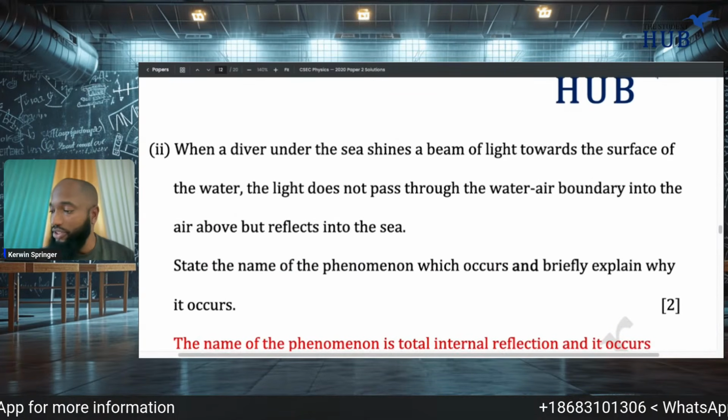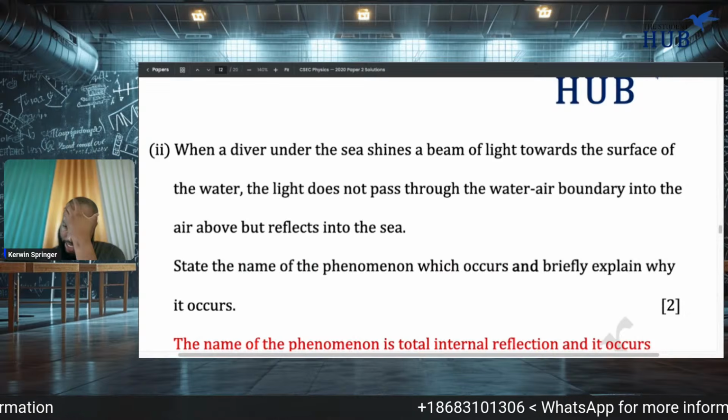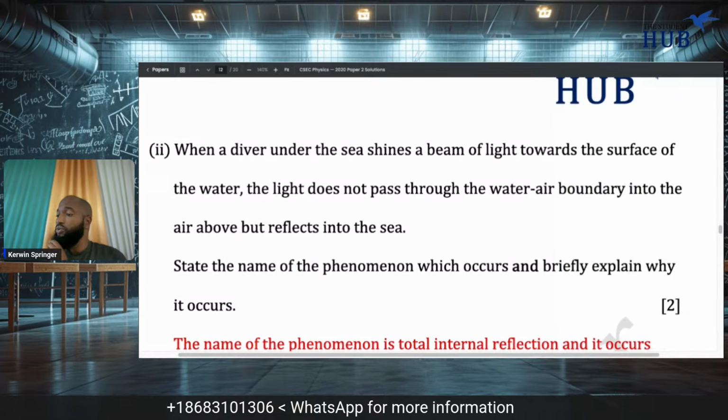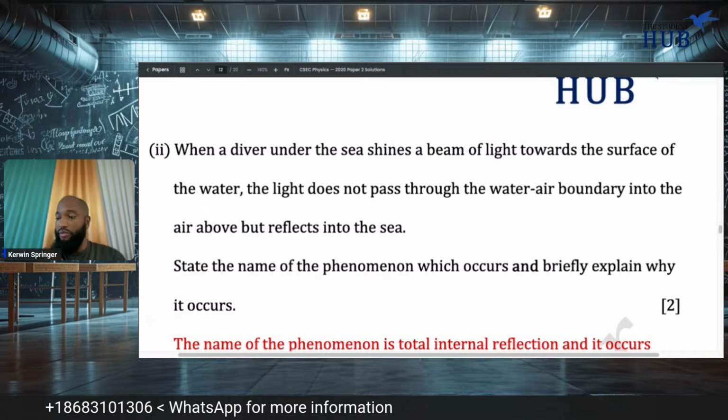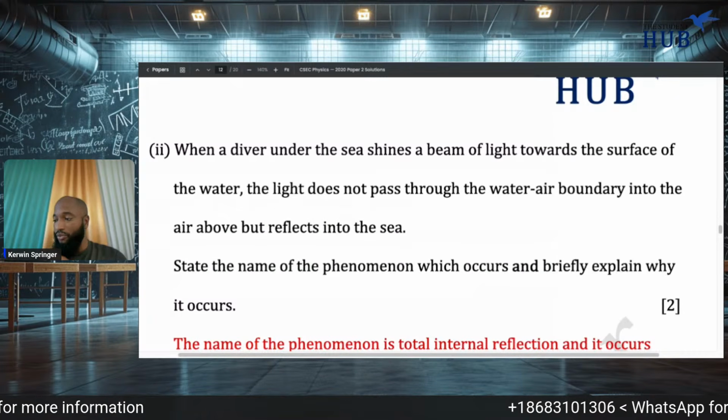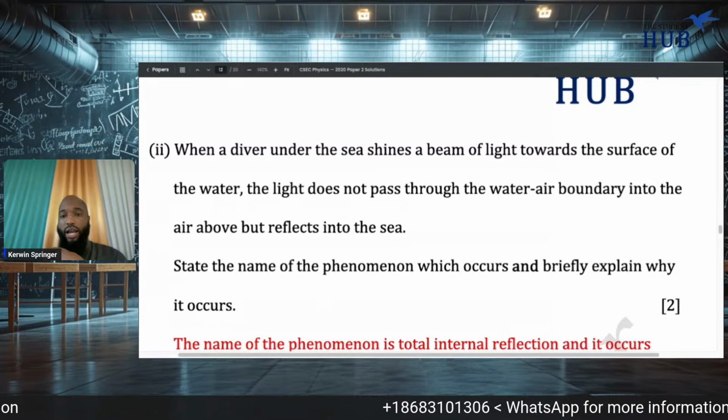So some diver went under the sea and shines a beam of light towards the surface of the water. The light does not pass through the water-air boundary into the air above, but reflects into the sea. State the name of the phenomenon which occurs and briefly explain why it occurs.